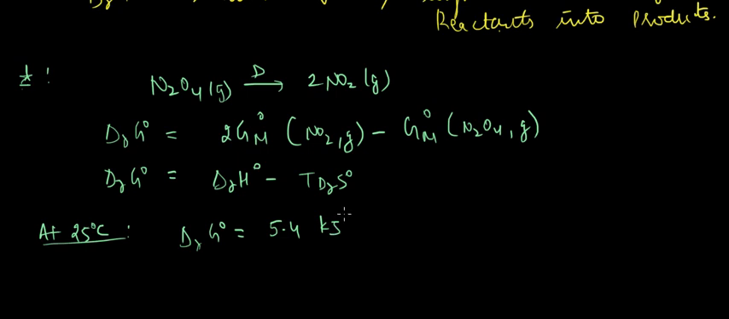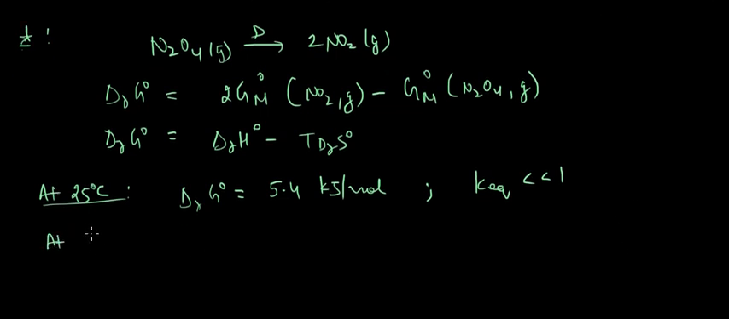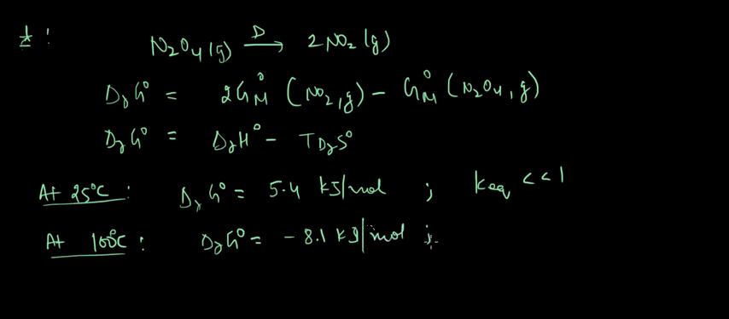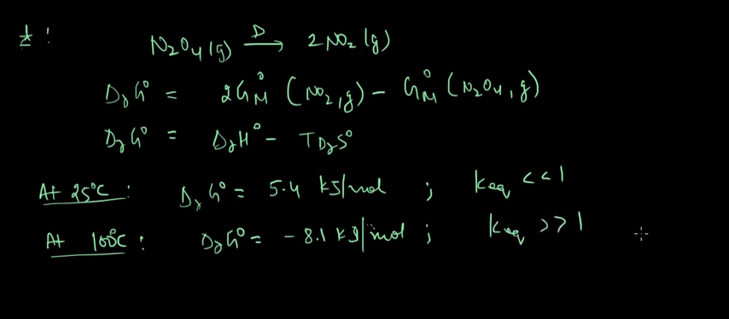So let's say at 25 degrees Celsius, we can write that delta Rg naught is equal to 5.4 kilojoule per mole, or K equivalent is less than 1, and at 100 degrees Celsius we get that delta Rg naught is equal to minus 8.1 kilojoule per mole. So at this temperature, K equivalent would be greater than 1.